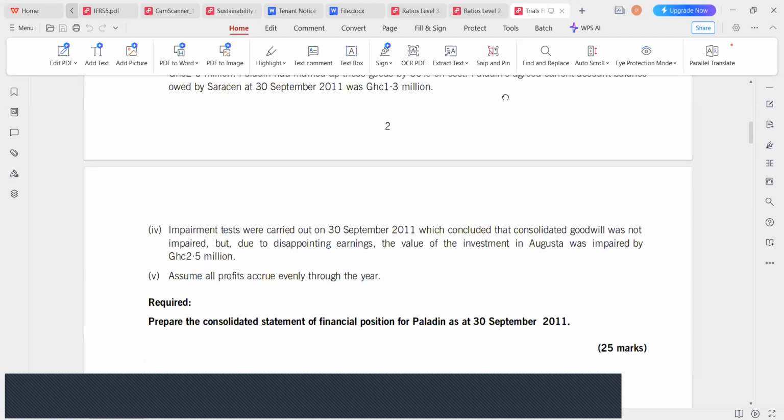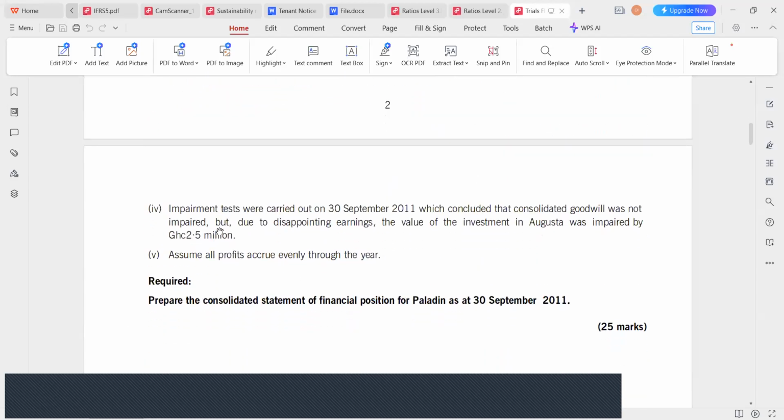The first question we are going to discuss is called Paladin. When they give you a question, do not bother yourself to read the story. Consolidation is very easy. First, read the requirements. It says prepare the consolidated financial position for Paladin as at 30th September 2011.